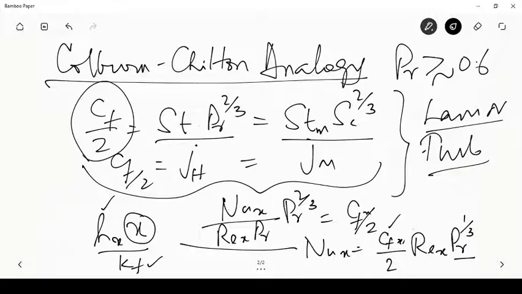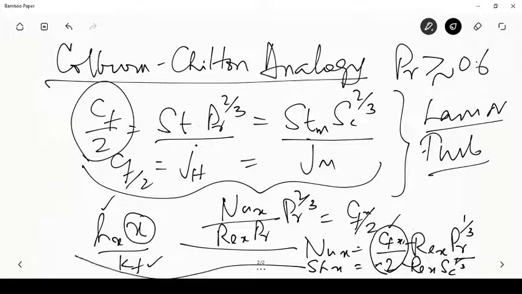This is something that has been observed: whether it's laminar flow or turbulent flow, the Colburn-Chilton analogy is still respected, and therefore we can still use it. So this is your expression. Similarly, the Sherwood number Shx can be written in the same way, Cfx by 2 multiplied by Rex into Schmidt number to the power of 1 by 3. The Cf by 2 is common to both of these. And this Sherwood number is nothing but hm at any x, the mass transfer coefficient, multiplied by x by d, where d is the diffusion coefficient for the solid into the fluid.